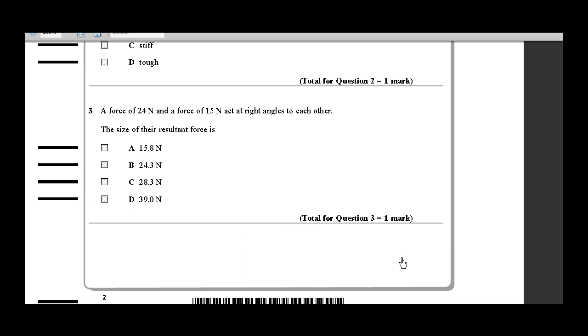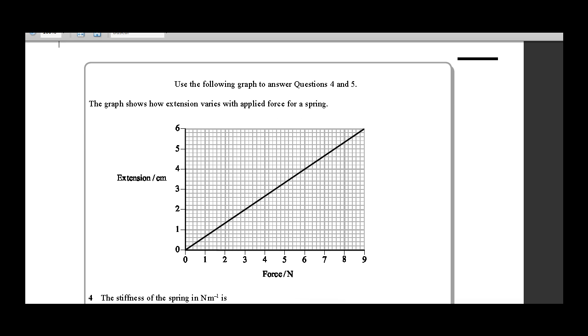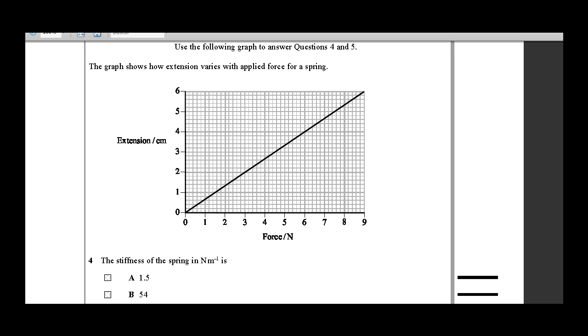Question 4, let's have a look. The graph shows how extension varies with applied force for a string. It's a nice straight line. I'm checking on the y-axis. This is extension. It's not absolute length, so it's how much it is stretching. So it makes sense that at zero force it's stretching no amount.